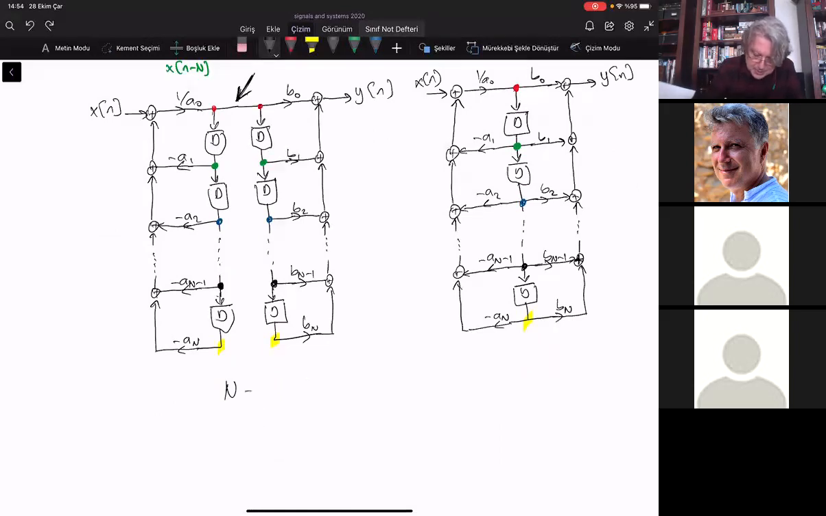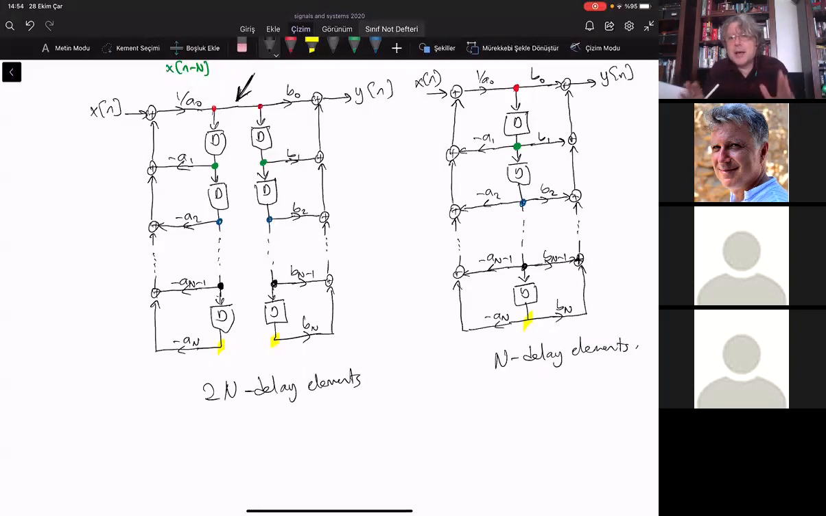2n delay elements. Oh, sorry, 2n delay elements. Because n delay elements at the right-hand side, n delay elements at the left-hand side, they are just too many, 2n delay elements, whereas here I have only n delay elements. I am sharing the delay elements, in other words, utilizing them for both the autoregressive and the moving average part all at once.